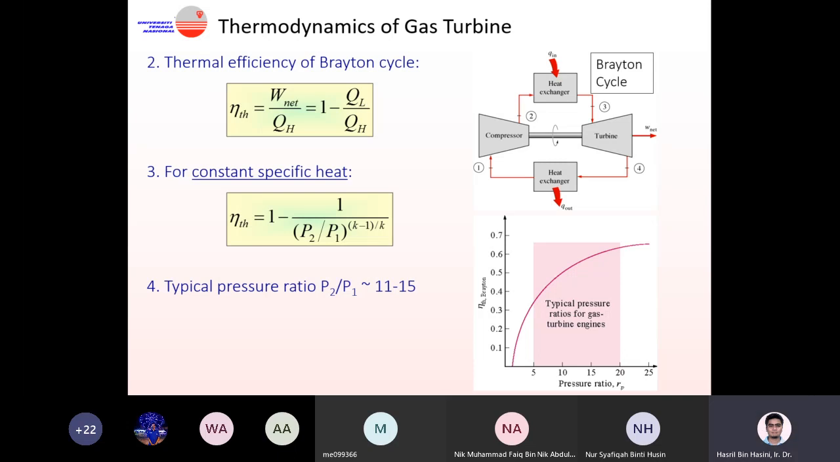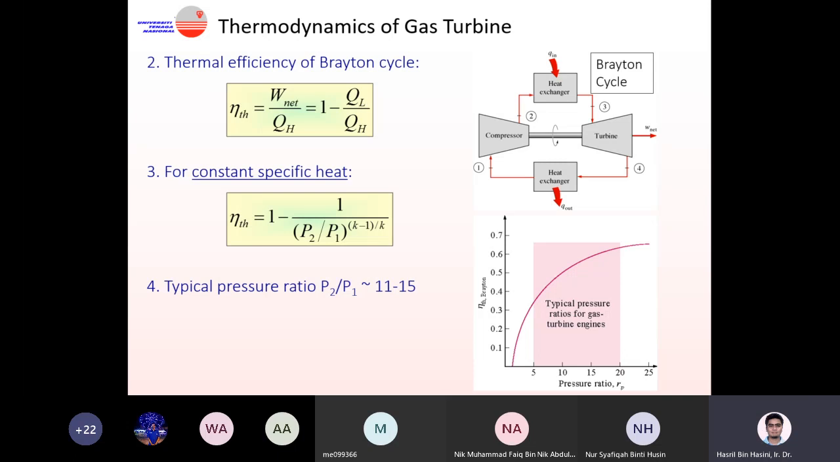The typical pressure ratio P2 divided by P1 is around 11 to 15. This is the typical pressure ratio for the operation of a gas turbine. We don't want our pressure ratio to be very, very high. When I talk about pressure ratio, just bear in mind, let's say fresh air comes into the compressor at 1 bar, 1 atm, and then comes out at 10 times higher pressure, 10 bar. So the pressure ratio is around 10. That will be the approximate pressure ratio.